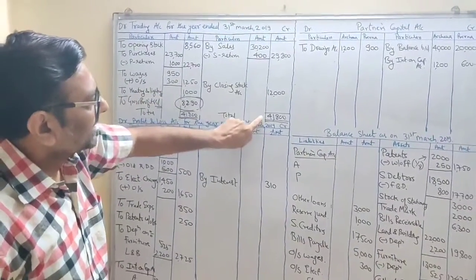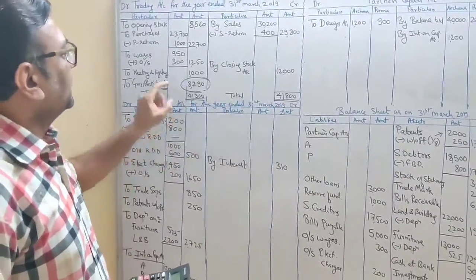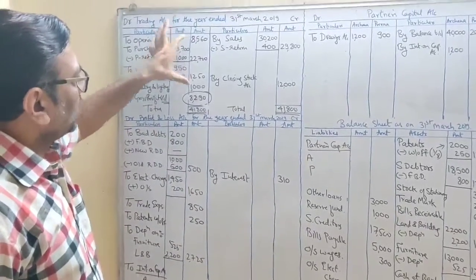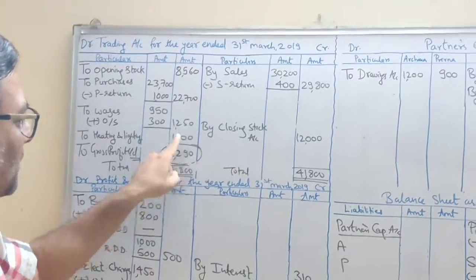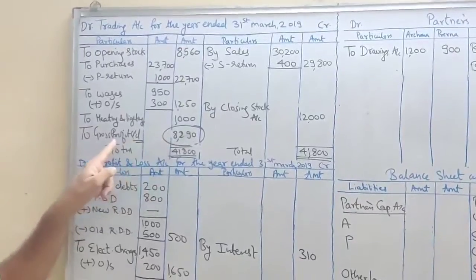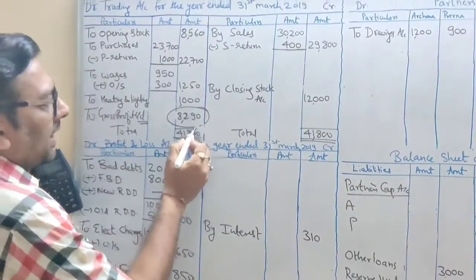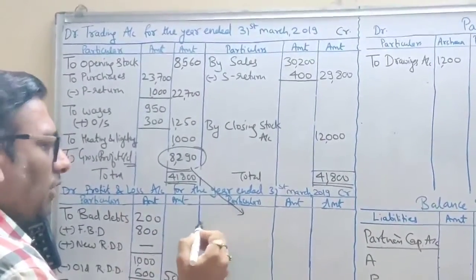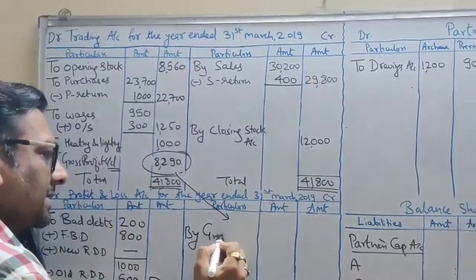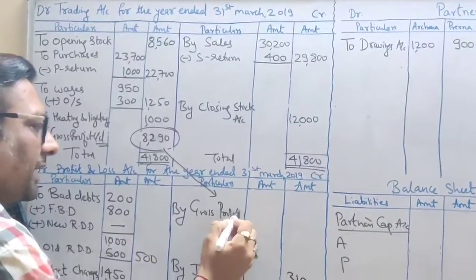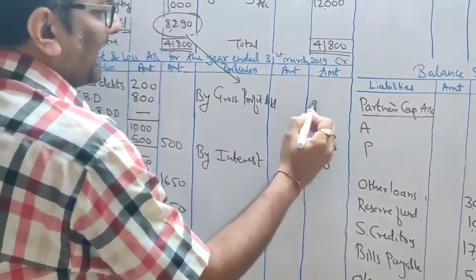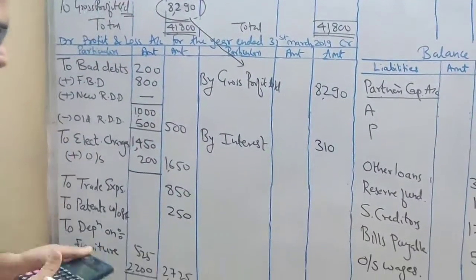Remember, students, big total on both sides. Your credit side total is big, so you will write it on both sides. And your debit side total is small, so you will write the difference on the smaller side, and this side you will write as gross profit. Now you will transfer this on the credit side as gross profit brought down, 8290.